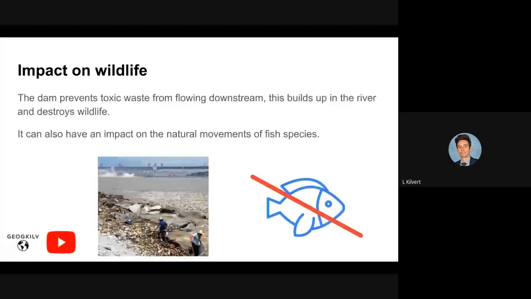Now, unfortunately, there's lots of pollution in China, particularly on the banks of rivers such as the River Yangtze. But by having a dam there, you're preventing all of the toxic waste from flowing downstream. So it just builds up in the river rather than flowing out to sea, and has a huge impact on natural freshwater environments, such as the destruction of fish species.